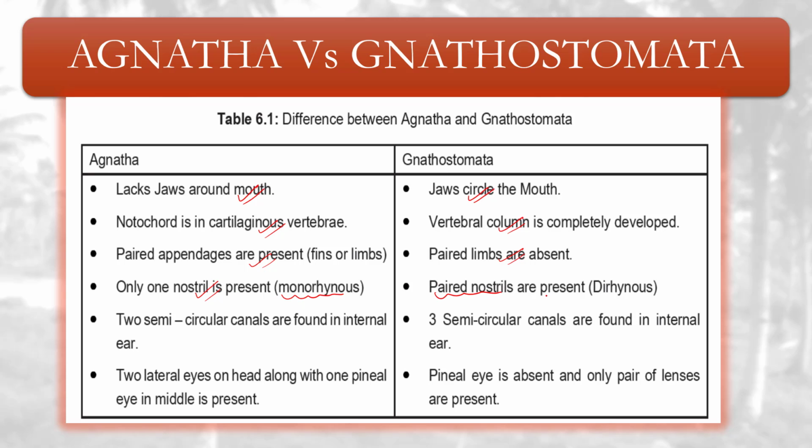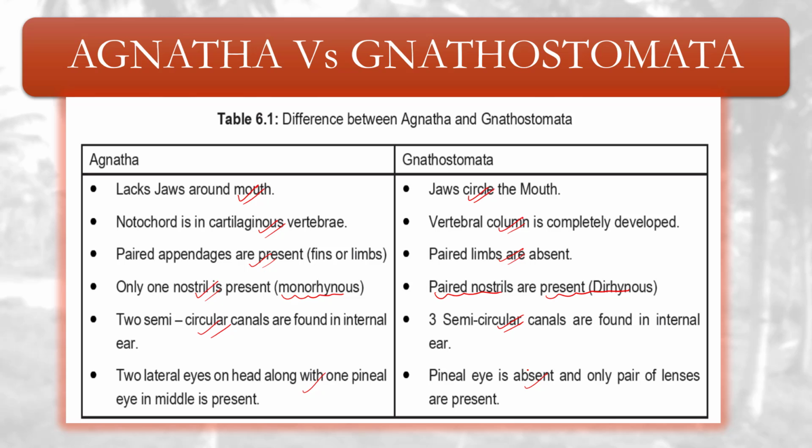Only one nostril is present, monorhinus. Paired nostrils are present, dirhinus. You can see yourself. Your nose is basically divided with the help of the nasal bridge into two parts. Okay, so two semicircular canals are found in the internal ear, three semicircular canals are found in the internal ear. Two lateral eyes on the head along with one pineal eye in the middle. Pineal eye is absent, and only one pair of lenses are present. Okay, only one pair of lenses are present. So these are the differences between Agnatha and Gnathostomata. Agnatha means they don't have jaws. Gnathostomata means they have jaws.